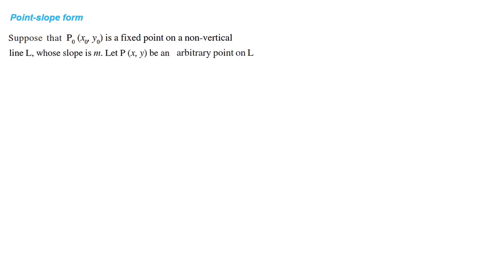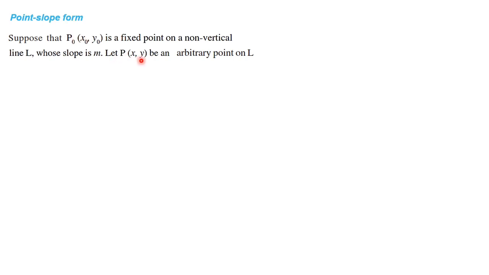Next we shall discuss the second form, that is point slope form. In point slope form, one point will be there and the slope will be there. Suppose that P0, (x0, y0) is a fixed point. You see that first point, P0, with coordinates x0, y0, is a fixed point on a non-vertical line L whose slope is m. See, slope is also mentioned. Point and slope are mentioned. One point is given to us and slope is given.